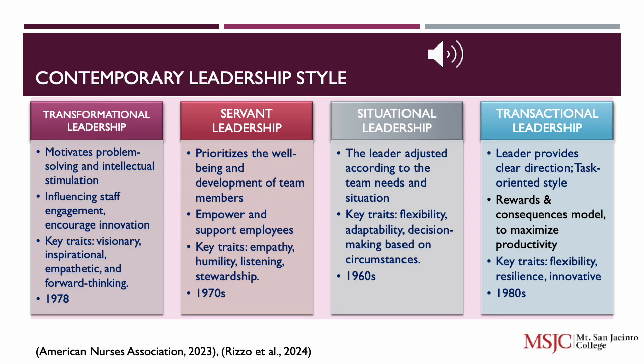We have seen a lot of examples in this modern world, such as Steve Jobs and Elon Musk. Second, servant leadership. A servant leader focuses on prioritizing the needs of others, empowering and supporting employees to achieve collective success. The key traits are empathy, humility, listening, and stewardship, because this kind of leader believes that a leader is to serve.